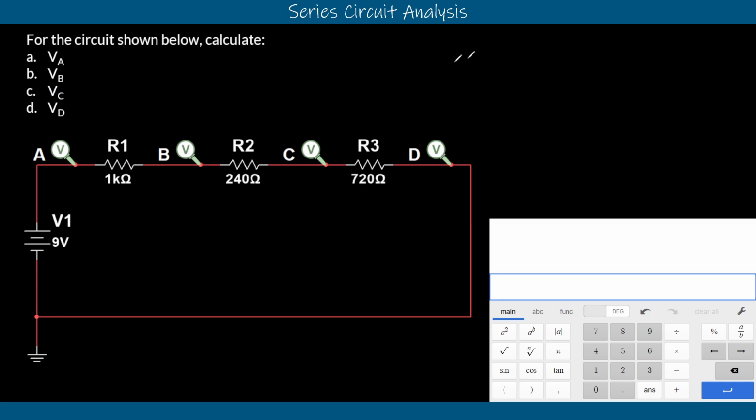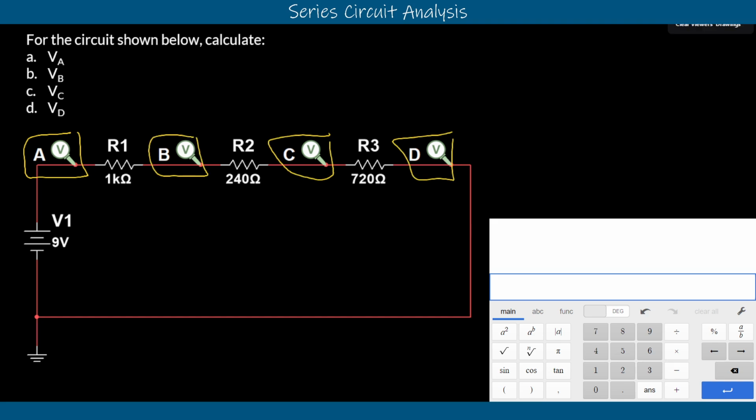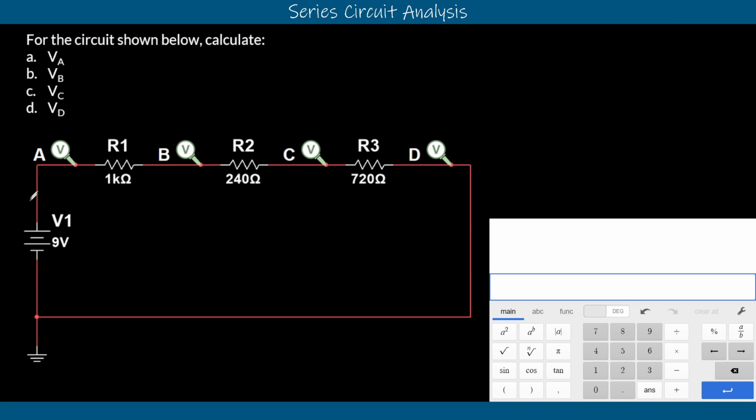And those values are marked here by our probe lines. This is VA, VB, VC, and VD. And if we look at our circuit, we can kind of guess on two of these. We can say that the 9 volts here is leading directly up and touches this probe line here. No resistance in between, which means we didn't lose any voltage yet. So VA should be 9 volts.